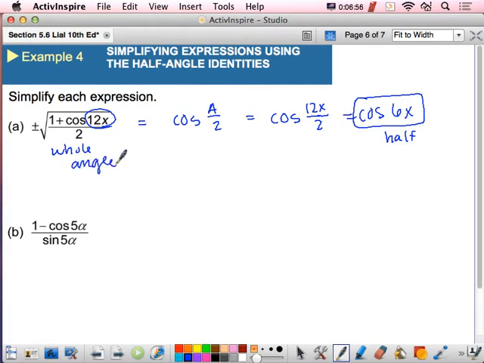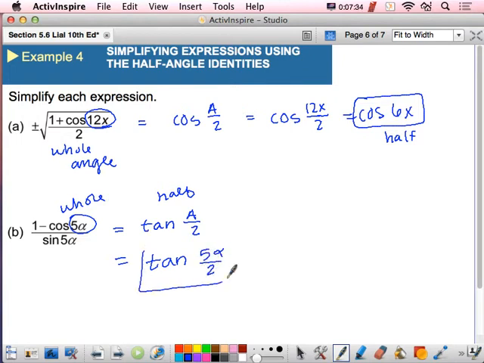Okay, let's look at the next one. 1 minus the cosine of 5 alpha divided by sine of 5 alpha looks like the third tangent half angle identity. So that's going to equal tangent of half of whatever that angle is. If this is capital A, then what does this equal? Tangent of... This should be the half. This should be the whole. So be careful, make sure you don't get them backwards. 5 alpha over 2, or 2.5 alpha.